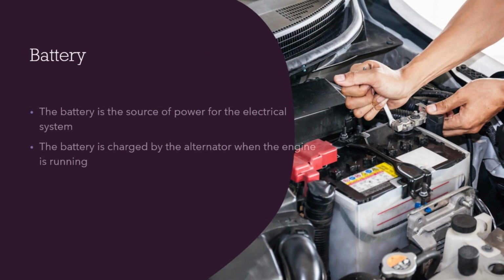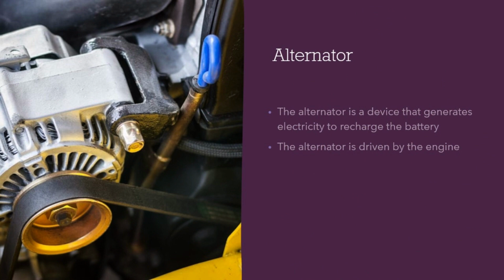Battery. The battery is the source of power for the electrical system. The battery is charged by the alternator when the engine is running. Alternator. The alternator is a device that generates electricity to recharge the battery. The alternator is driven by the engine.